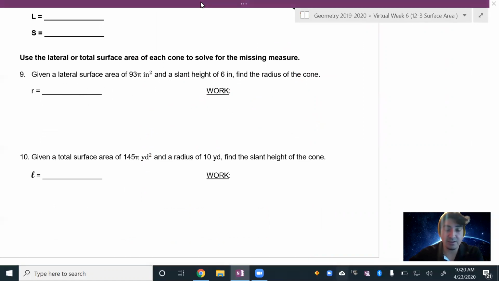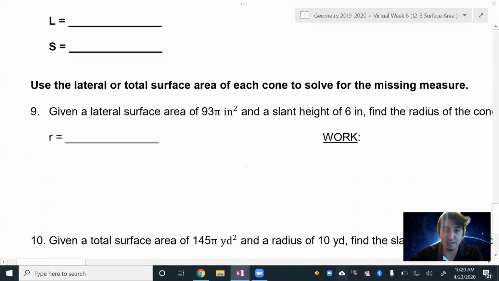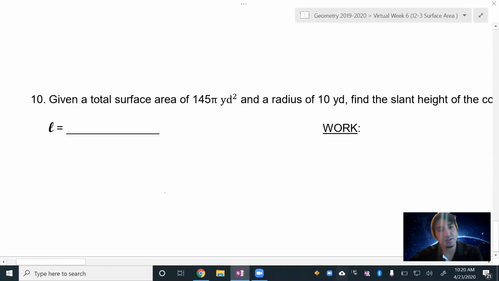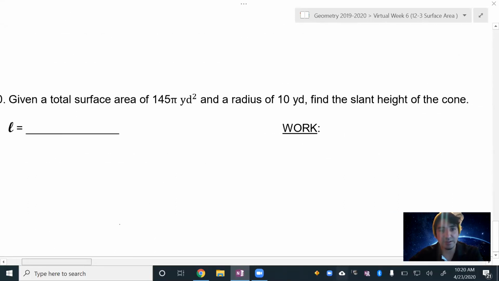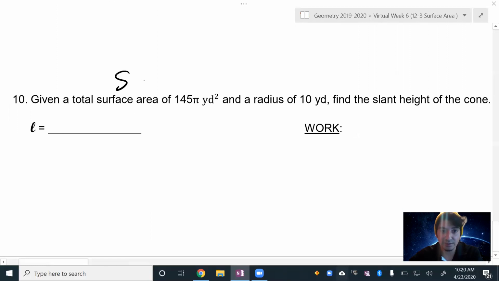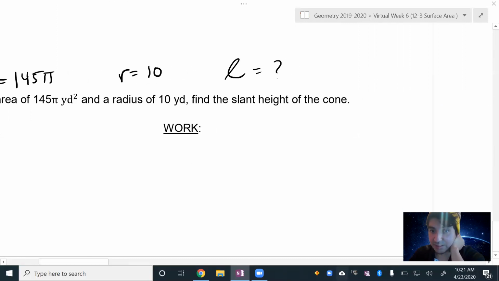So let's say we're trying to figure out number 10 and see how it's solved. Given a total surface area of S equals 145 pi yards squared and a radius of 10 yards, find the slant height. Now, here's the thing, and it goes back to slant height, because this is the one that sometimes throws off students. So R is equal to 10, and then the slant height, which is a little cursive l, is equal to something. We don't know what it is.